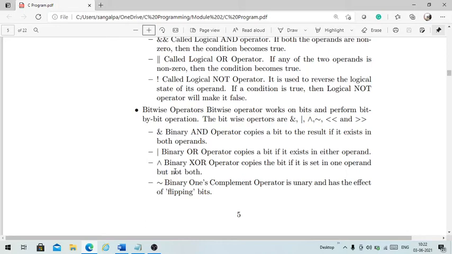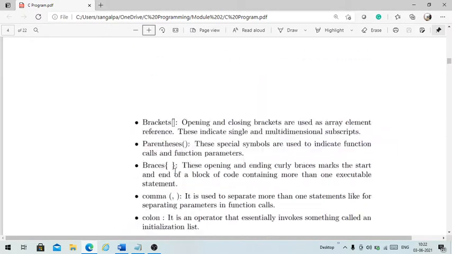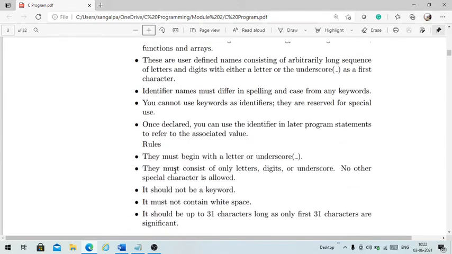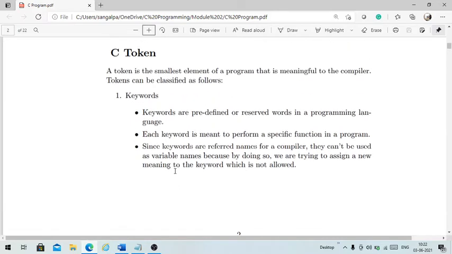Good morning. So we will continue our discussion about tokens. Whatever we have discussed till now is what is a token. Tokens are the smallest component a compiler can understand.